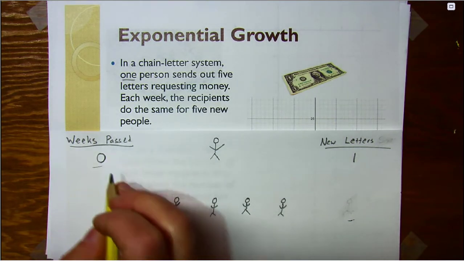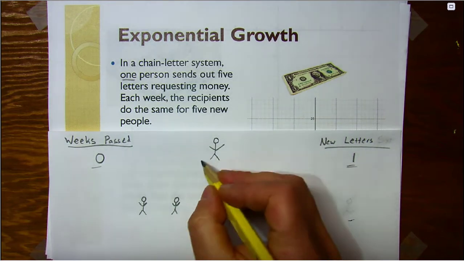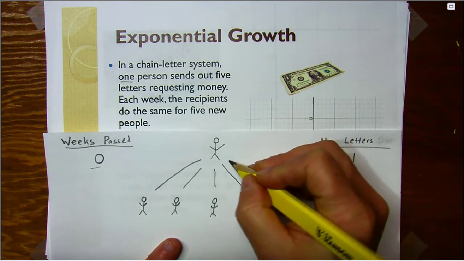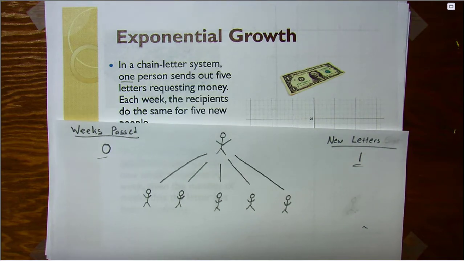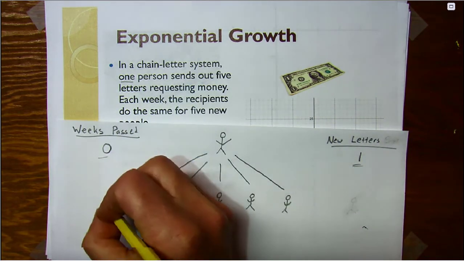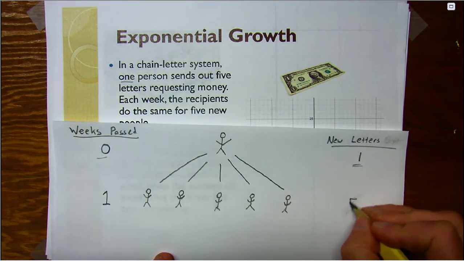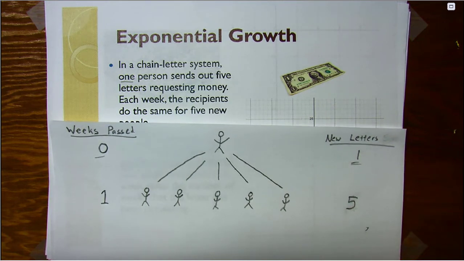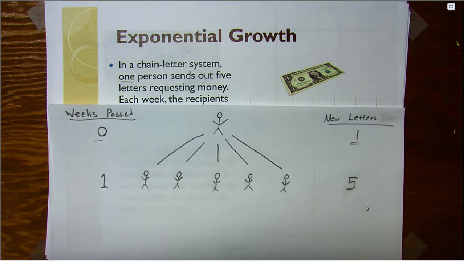When no time has passed, the only new letter is the one that he's written. He hasn't done anything with it. Now, when he sends this letter asking for money to each of his 5 friends, they're probably put off because they've gotten this letter asking for money. But let's note that 1 week has passed, his 5 friends have gotten their letters, and that could be the end of it. But here's the kicker. The letter that he sent out encourages each of his 5 friends to forward the letter to 5 more friends and do the same thing.